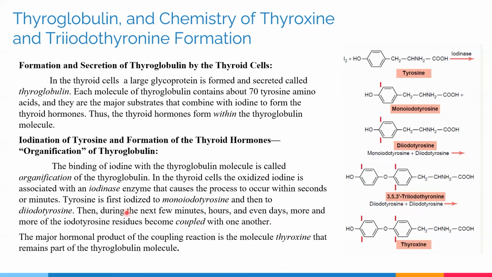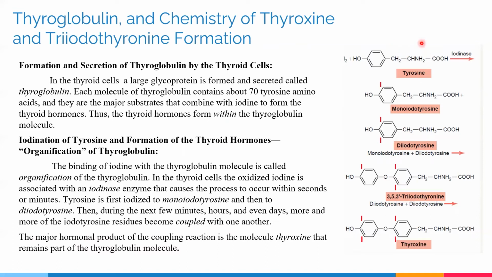Then, during the next few minutes, hours, or even days, more and more of the iodotyrosine residues become coupled with each other. The major hormonal product of this coupling reaction is the molecule thyroxine, which remains part of the thyroglobulin molecule. So here we have a schematic showing us the reactions that follow.